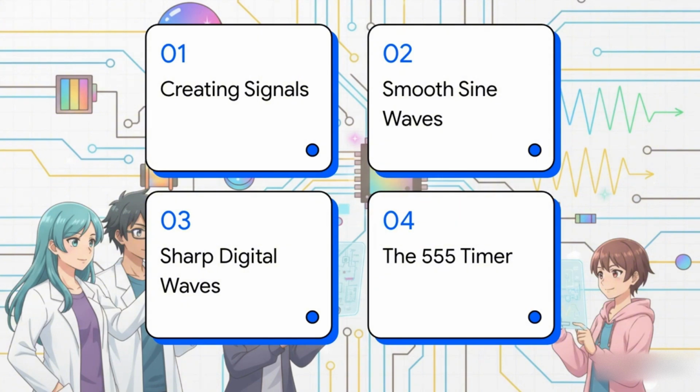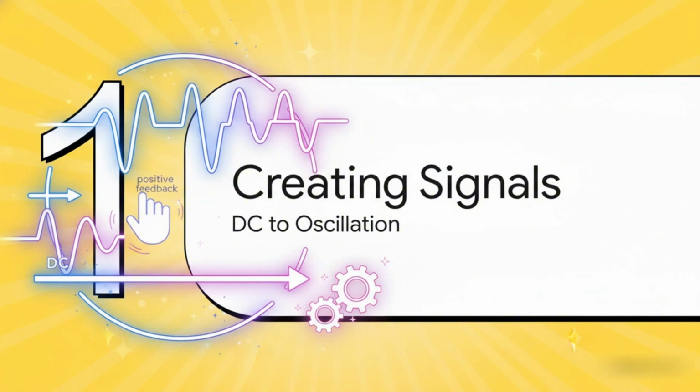First, we'll get into the secret recipe for creating a signal from, well, nothing. Then, we'll look at how circuits cook up two totally different flavors: the smooth, rolling waves of the analog world and the sharp, precise pulses of the digital one. And to top it all off, we're going to meet a legendary little chip that can do it all. So, let's dive in. All right, first up, the magic trick itself.